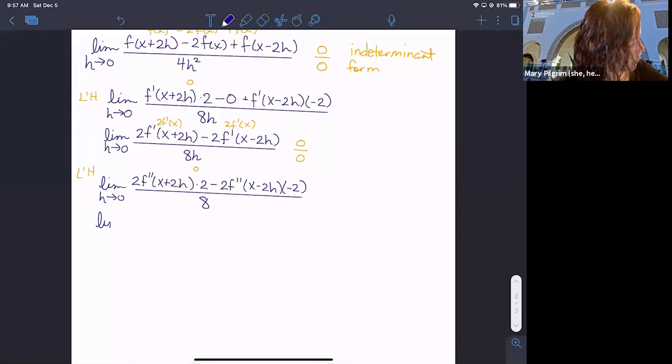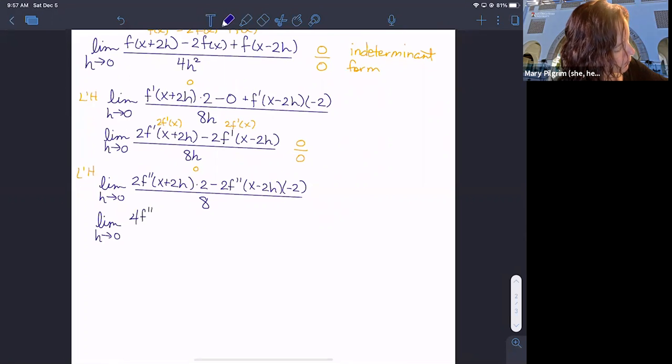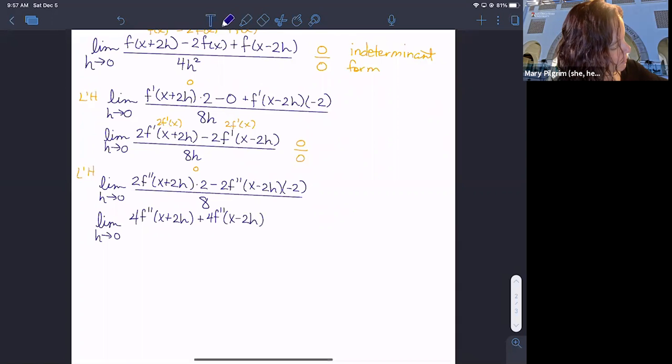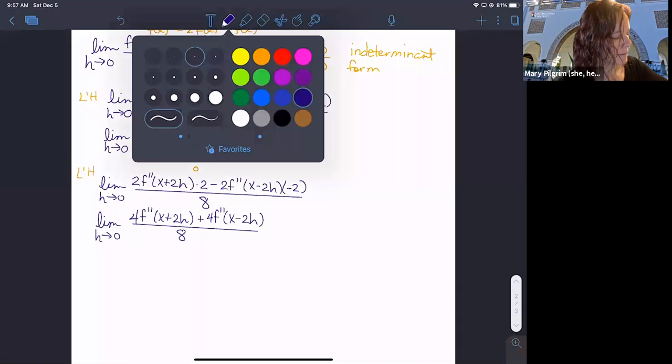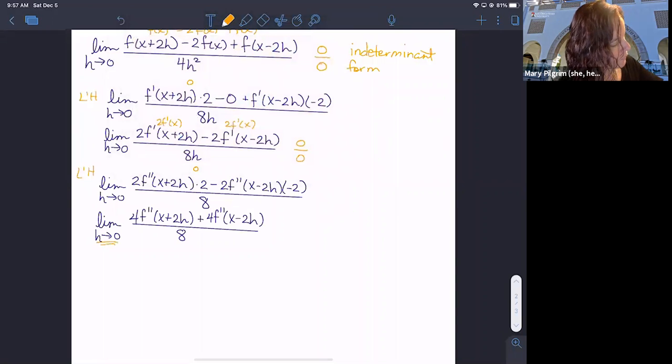We've got the limit as h goes to 0. I've got a 2 times a 2, so I have a 4 f double prime of x plus 2h. And I've got a minus and another minus, so that's going to become plus 4 f double prime of x minus 2h all over 8. Now, plugging in 0 for h is not going to give me an indeterminate form.